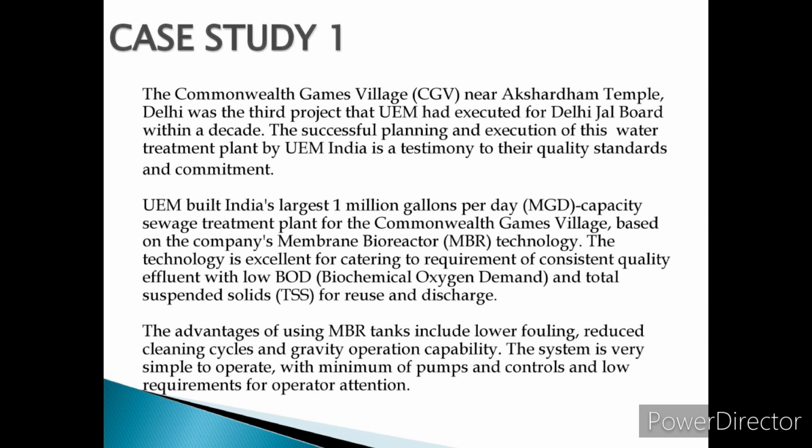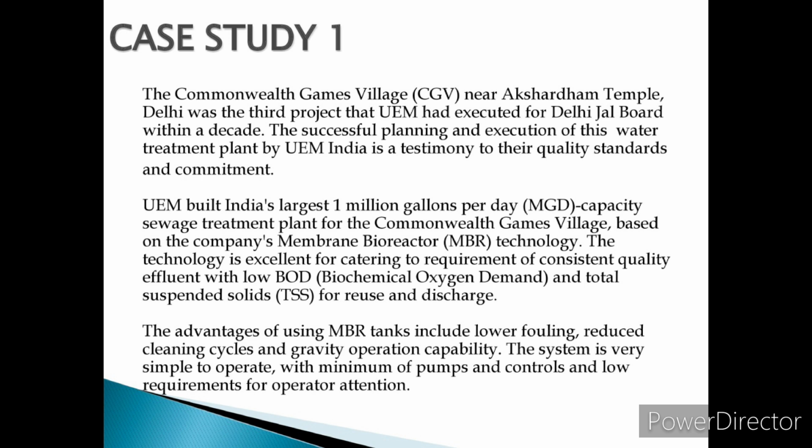Now here we have a case study of MBR technology. The Commonwealth Games Village near Akshardham Temple, Delhi was the third project that UEM had executed for Delhi Jal Board within a decade. UEM built India's largest 1 million gallons per day capacity sewage treatment plant for the Commonwealth Games Village based on the company's membrane bioreactor technology.